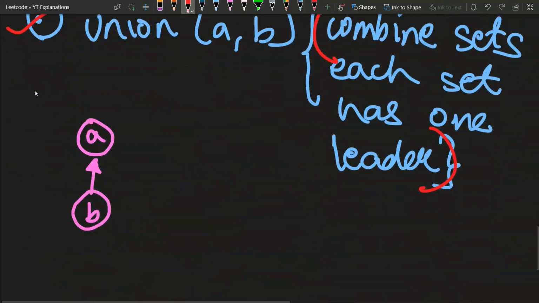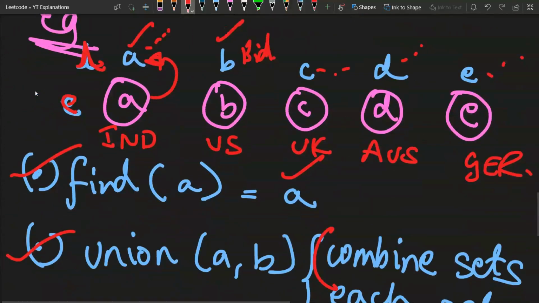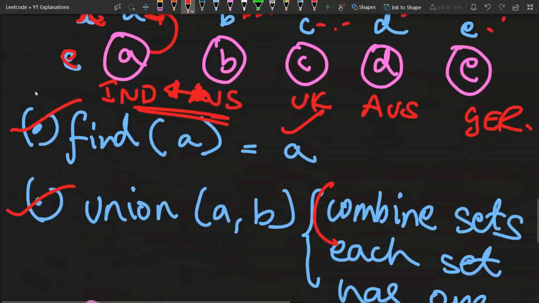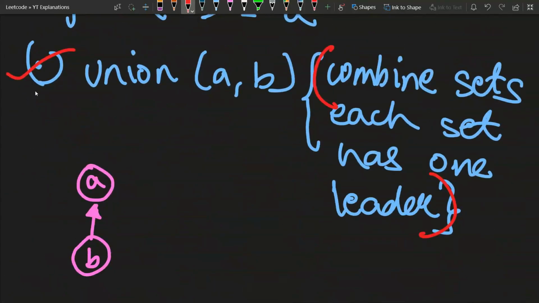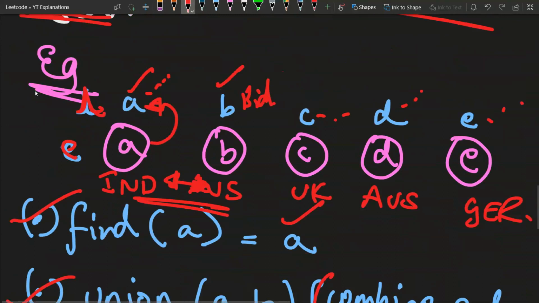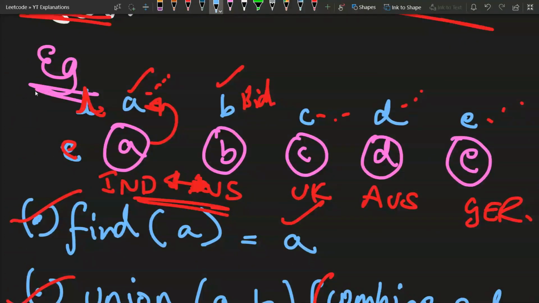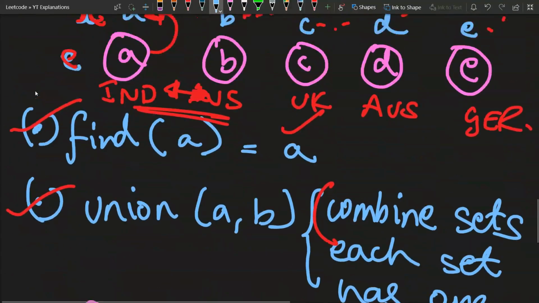Now, if you're combining two countries, let's say India and US hypothetically, you cannot have two PMs. There has to be only one PM. That's what happens in union find also. If you're combining two distinct sets, they have to have only one leader. So how do we decide the leader? That's something we'll discuss in the further videos.